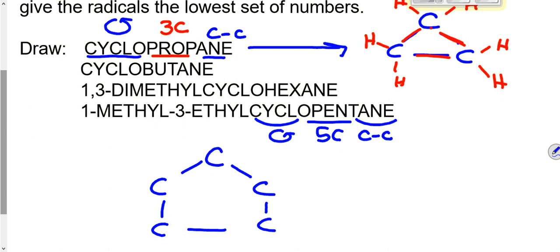I now need to attach some branches. I can see there's branches because of the YLs. The first branch length is ethyl. Ethyl means that it's a 2-carbon long branch. The second branch length would be methyl. That's a 1-carbon long branch. I can see that these are going to be at carbons 1 and carbon 3.